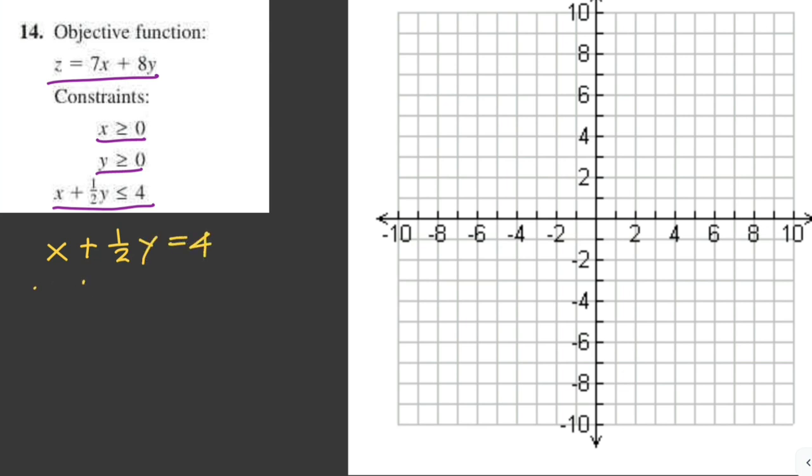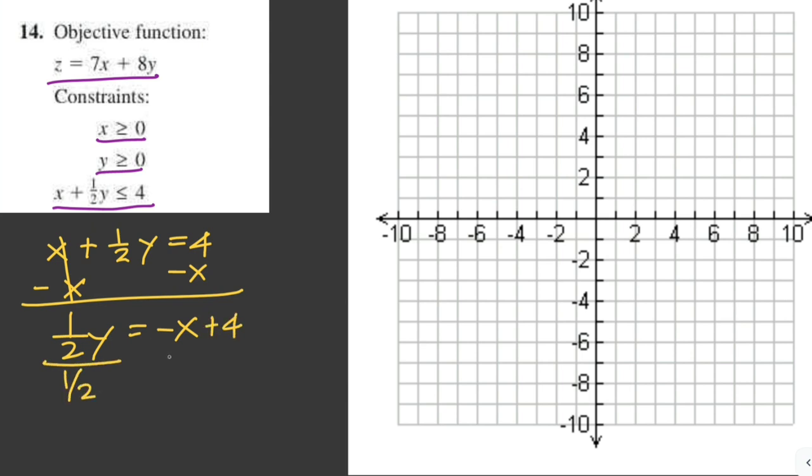So this is just, we subtract x from both sides. So we have 1/2 y equals negative x plus 4. And then we divide both sides by 1/2. So y is just equal to negative 2x plus 8. So the slope here is equal to negative 2. So let's graph this.